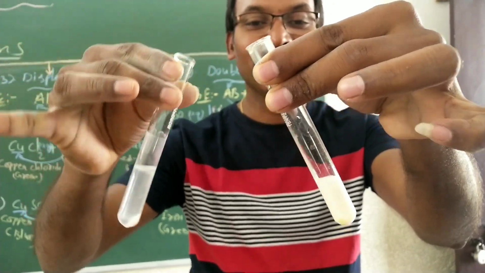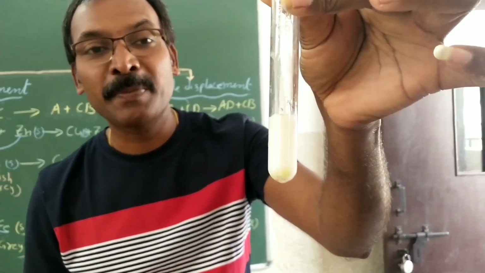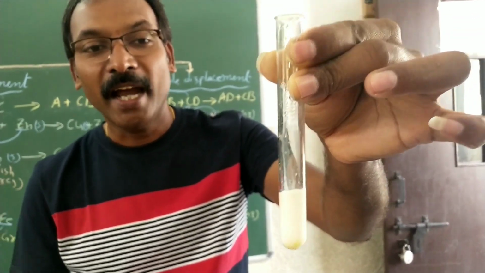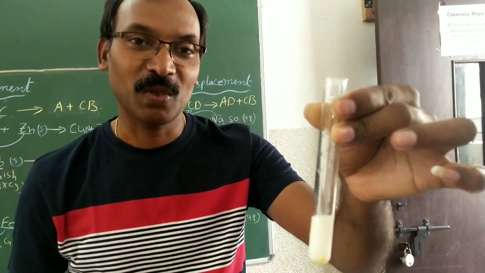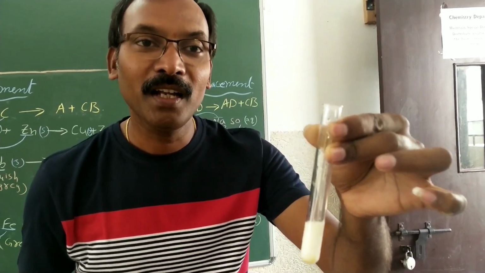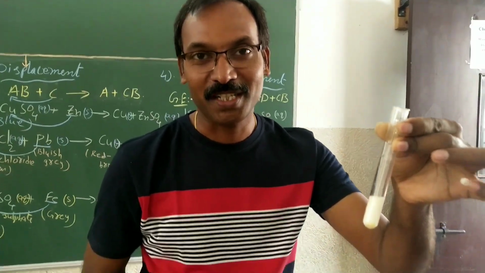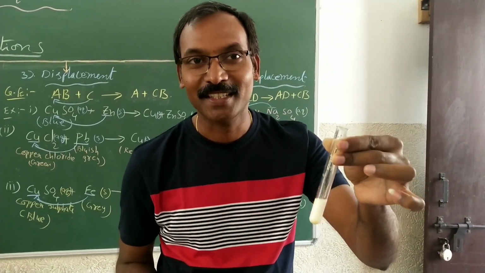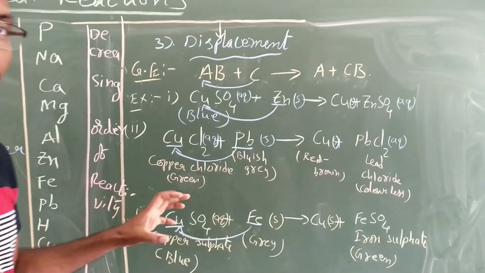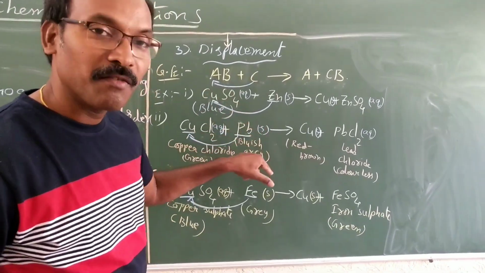Yes, so nice, no? See, the precipitate is formed. This precipitate is nothing but barium sulfate and the solution is nothing but sodium chloride solution. This is the example for a double displacement reaction. Clear, children?